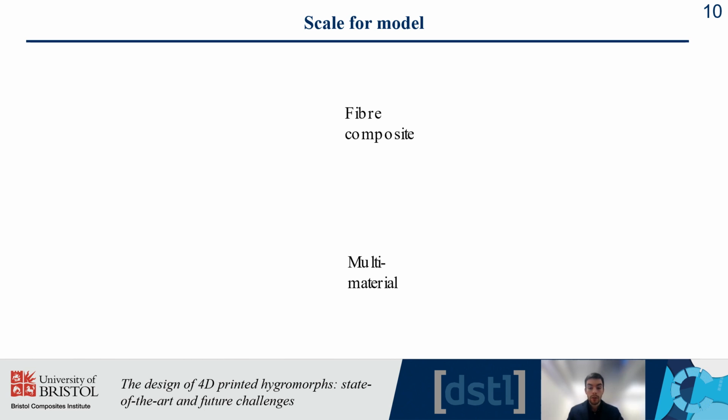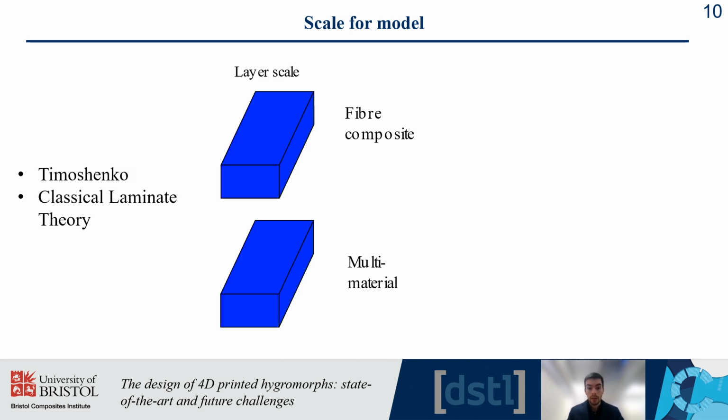So here I'm going to discuss the modeling for that kind of structure. There are different scales of modeling for 4D printed hygromorphs. The first one is the layer scale. As I said, the actuation is happening because of the difference between the actuation capabilities of different layers, and therefore modeling at the layer scale enables a very quick and global understanding of how the material is going to deform.